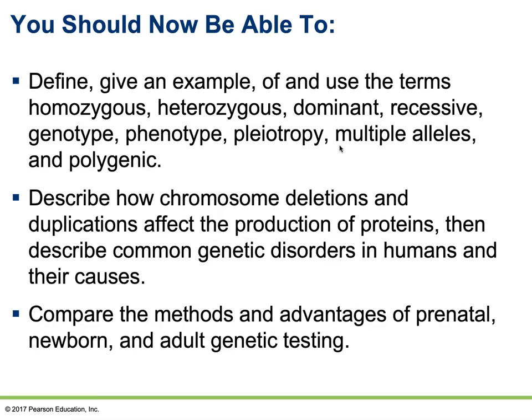And that's it for this chapter. You should be able to define, give an example of, and use the terms homozygous, heterozygous, dominant, recessive, genotype, phenotype, pleiotropy, multiple alleles, and polygenic traits. You should also be able to describe how chromosome deletions and duplications affect the production of proteins, and describe common genetic disorders in humans and their causes. We did not talk about comparing and contrasting methods and advantages of prenatal, newborn, and adult genetic testing, so you will not have to do that for this particular semester. If you have any questions, please let me know.